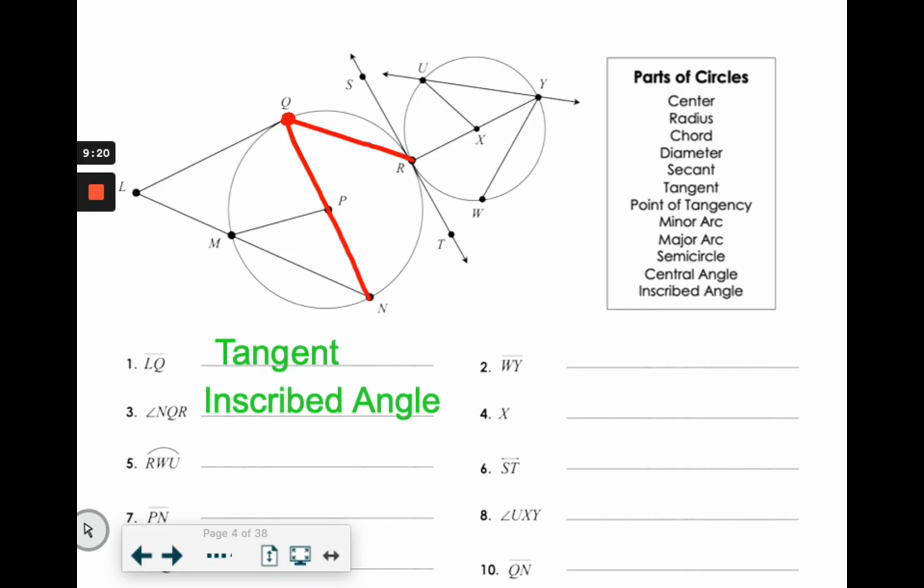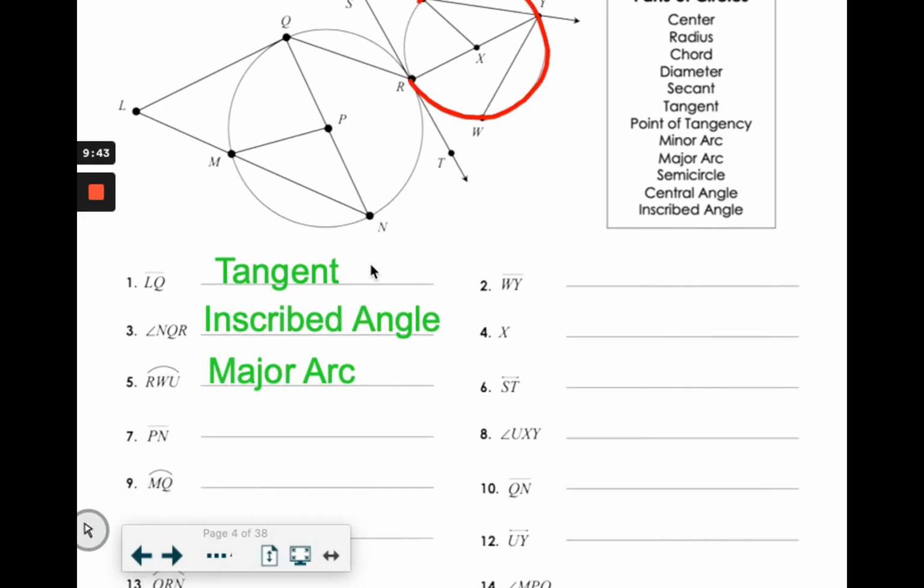Okay, next, RWU. It has an arc over the top, so I know it's going to be an arc. But for RWU, I have to go in the same order that they did. RWU is that arc right there that's red, and I know that that's more than half the circle, so this is called a major arc.